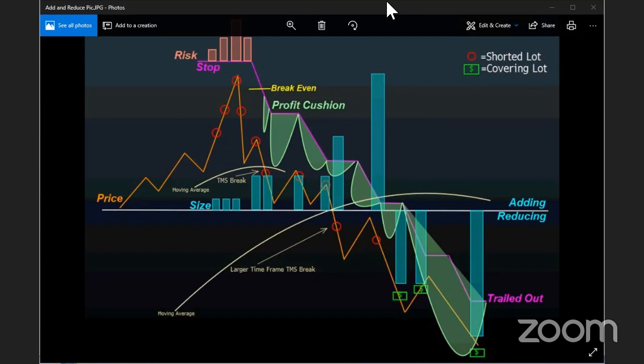But before we get into adding and reducing, we can get into the charts. I just want to give some background on our trading model.